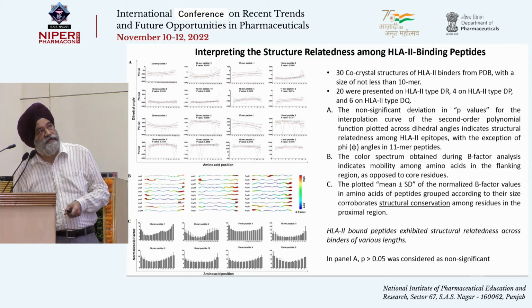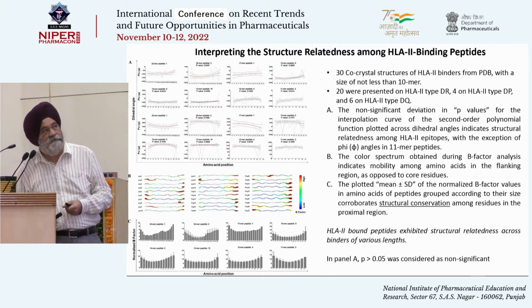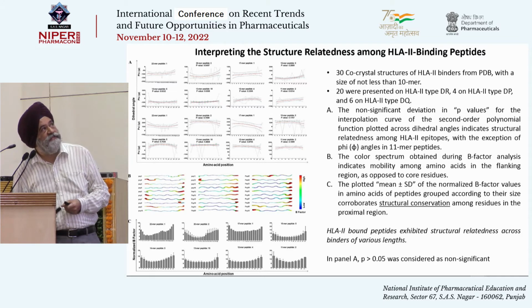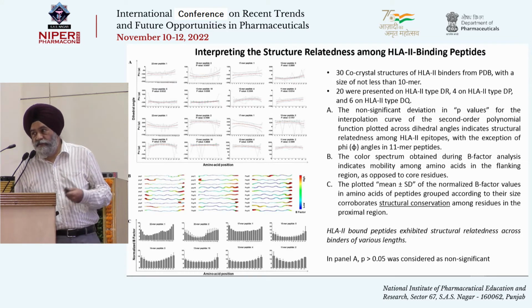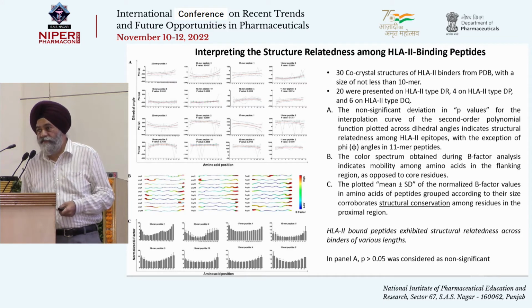Those differences are quite obvious if you take an 11-mer kind of peptide. If you draw their structures and go for a B factor analysis from the PDB, you will find this indicates a lot of mobility on the flanking regions. Core regions or the proximal regions are basically not showing much variation. But still, with this information, can we use this phi psi information and develop some kind of a prediction method? The answer may not be yes.